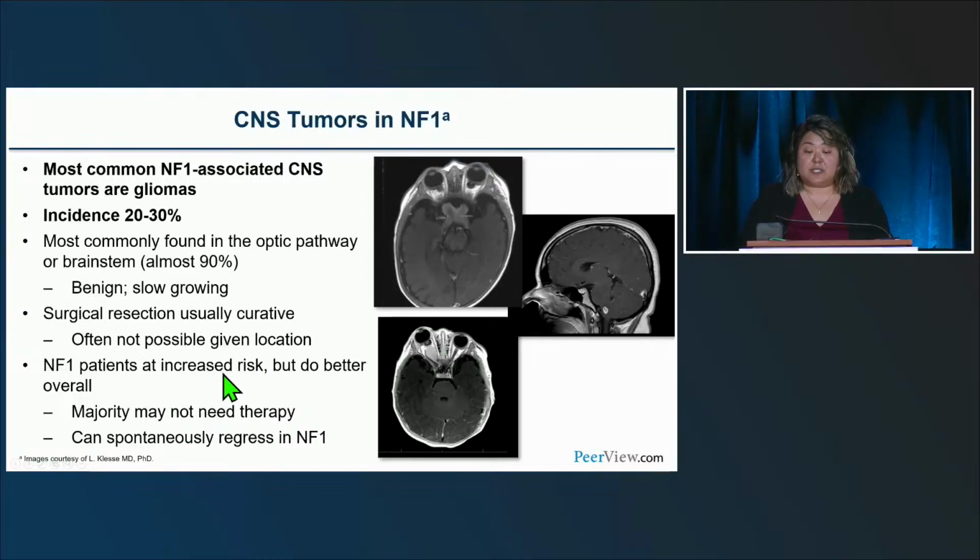Traditionally, NF1 patients actually have better outcomes overall, in that many of them, or the majority of them, do not actually need therapy and are asymptomatic from these tumors. And also, we can see instances of spontaneous regression of these types of tumors, sometimes in NF1.